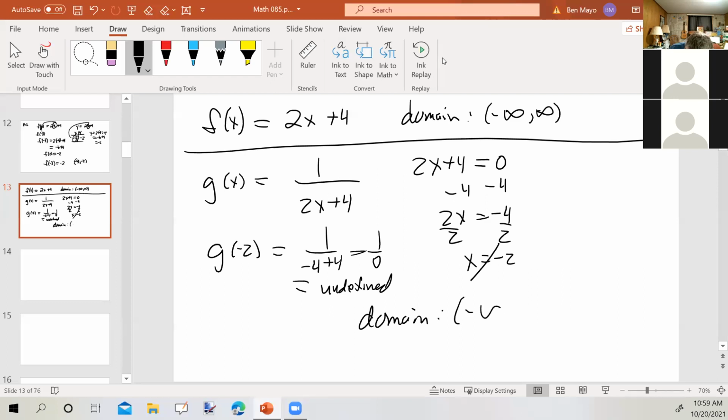Writing it in interval notation, it looks like this. So this is everything from negative infinity up to, but not including, -2, and then everything after -2 on up to positive infinity, and then this union symbol, but it's excluding -2. Right. You okay with that? Good to go, hopefully? Yes.